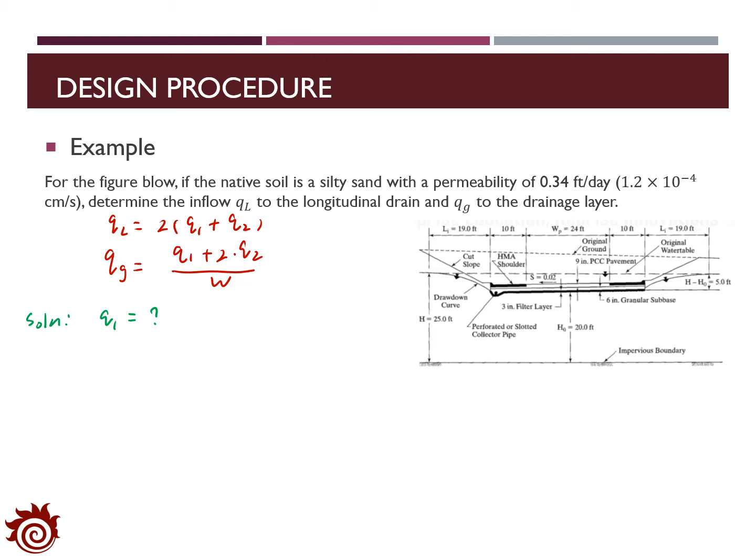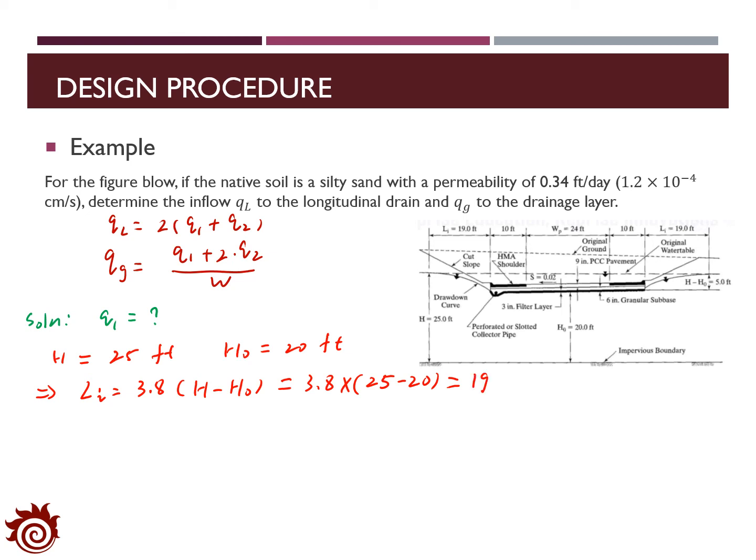From the figure, we can see that H is 25 feet, H0 is 20 feet. Then we can estimate the value of Li, which is 3.8 times H minus H0, that is 3.8 times 25 minus 20, which will give you the value as 19 feet.